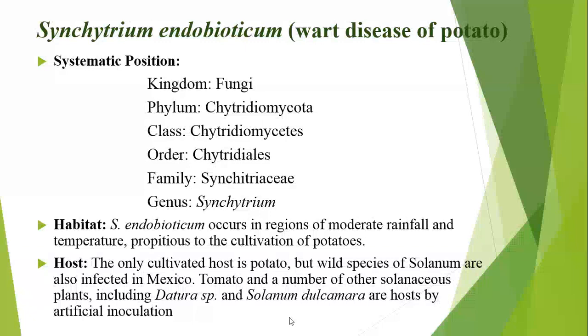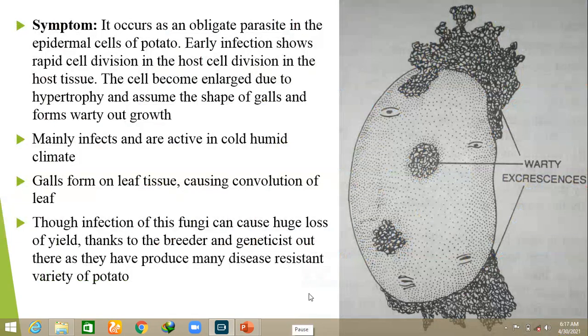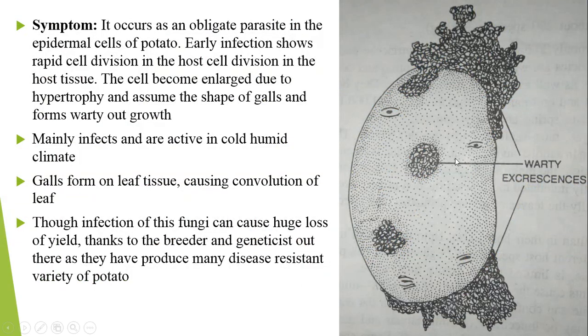Here you can see how Syncytium endobioticum causes disease. These are the warts that are produced by Syncytium endobioticum on the potato fruit or potato tuber. It can cause this warty disease on the leaves, on the tubers, on the stem, or any portion of the plant. This is the diagrammatic presentation of these warts on a potato. You can see the warty excrescences.